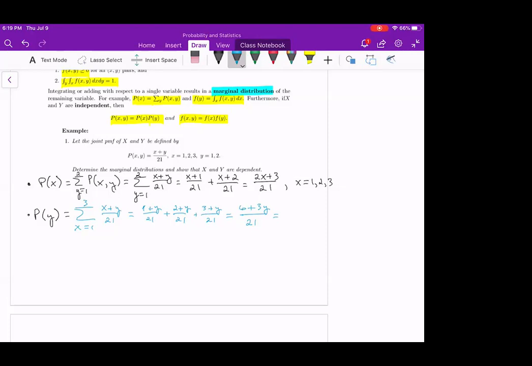I'll do that here. It's not required, but you could view this as 2 plus y over 7, where y can be 1 or 2. And so here are your two marginal distributions. How can you check to see if they might be feasible?